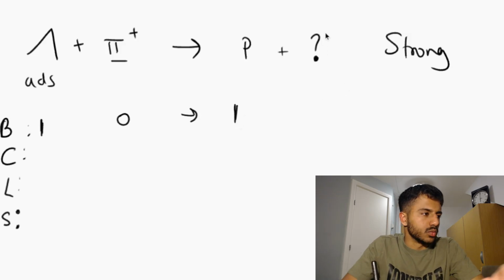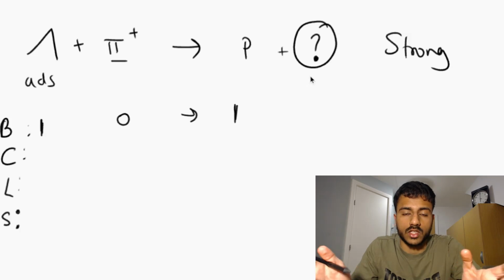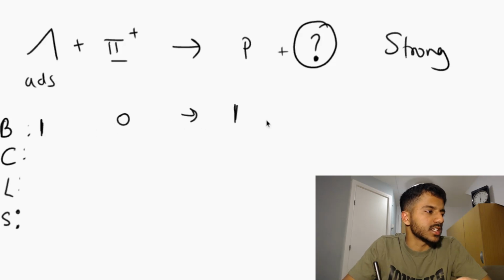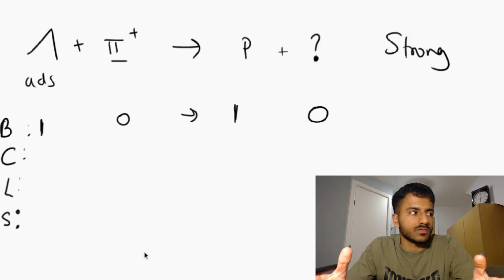We know that the baryon number of a meson is 0, and for a proton, it's also 1. And I forgot to mention, we are trying to find out what this unknown particle here is. We don't know what it is. We want to figure out what that is. So due to this, we can clearly see that this must have a baryon number of 0, because we know that baryon number must be conserved.